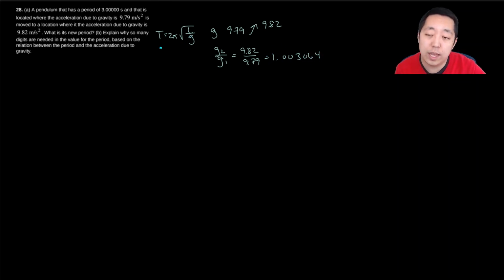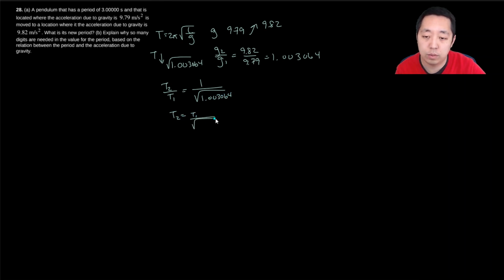Okay, so if G increases by that, my T is going to decrease by that amount, square rooted, decreases by the square root of 1.003064. So T2 over T1 would be 1 over the square root of 1.003064. And so T2 would just be T1 divided by the square root of 1.003064. That's how we deal with ratios. And it's really useful, not just for physics, it's really useful to be able to do it. So it's 3 divided by the square root of that answer. And that equals 2.9954 seconds. Okay. So very, very slight change, but a change nonetheless.